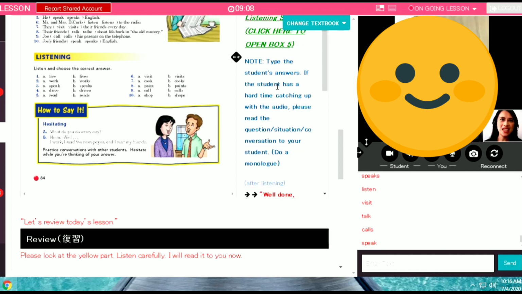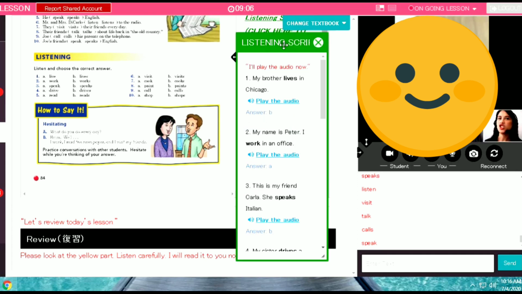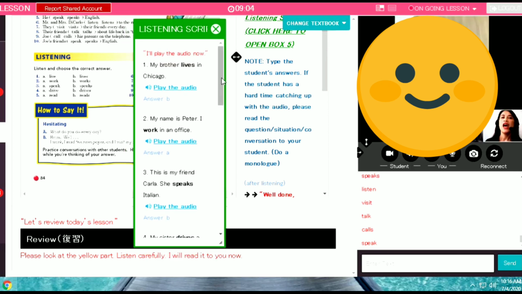In this part, teacher will play an audio and you are going to listen carefully and choose what's the correct word, okay? Let's try number 1.